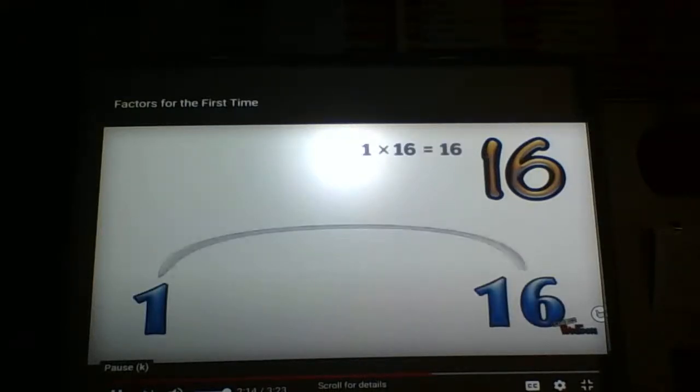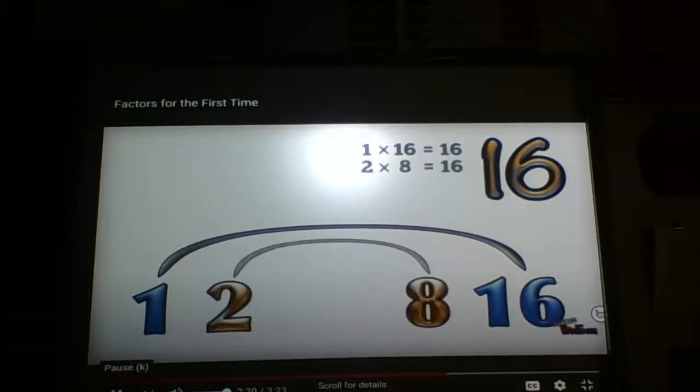1 and 16. Use the arc. Now go to 2. 2 times what number? Well, 2 times 8 is 16. What about 3 times a number? Is 3 a factor? Well, 3 times 5 is 15. We can't get to 16. 3 is not a factor of 16.